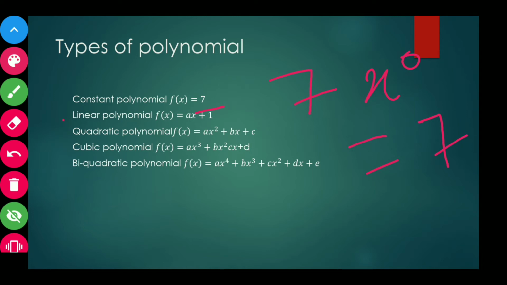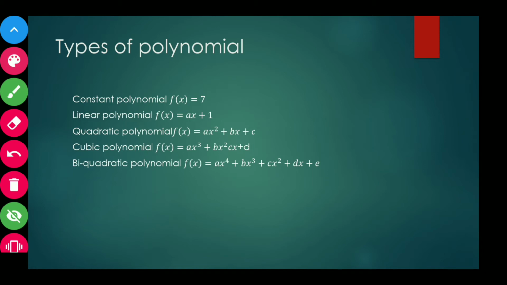So it is also called the degree of polynomial 0, a constant polynomial. Now check the linear polynomial. Linear polynomial means the degree of the polynomial is 1. If the degree of a polynomial is 1, then that polynomial is called a linear polynomial.